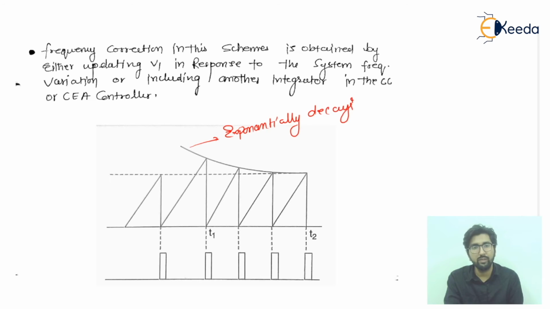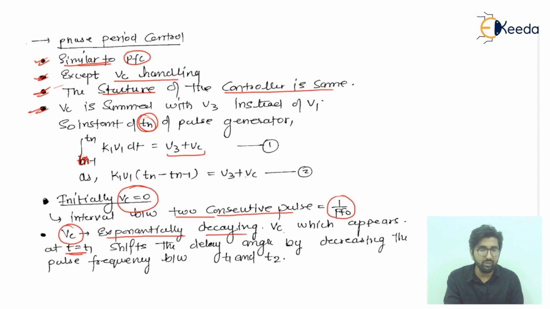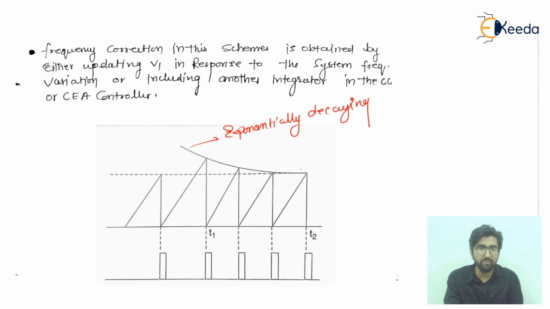Exponentially decaying. Here will be the pulse numbers, and this is kind of the starting pulses. We have generated pulses, and these are shifted by about 60 degrees. This is the Vc exponentially decaying, which appears at t equal to T1, and it delays the angle by decreasing the pulse frequency between T1 and T2. So what is it doing? It is decreasing the pulse frequency. So the pulse frequency will be decreased.